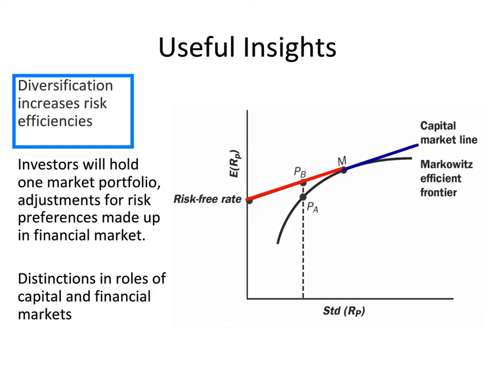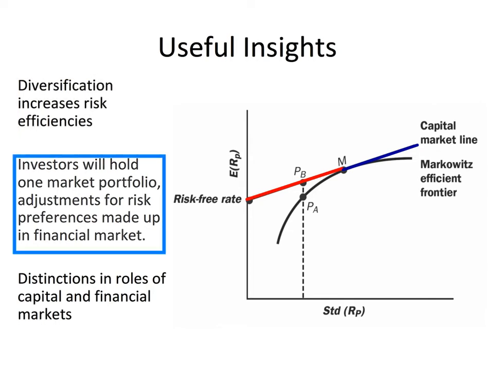And again, risk efficiency here means that for a given level of risk, we can get a higher return given that we're holding more assets, or stated alternatively, for a given level of return, we can lower risk by holding more assets. The second insight is that investors will hold one market portfolio and then adjust for risk preferences in the financial markets.